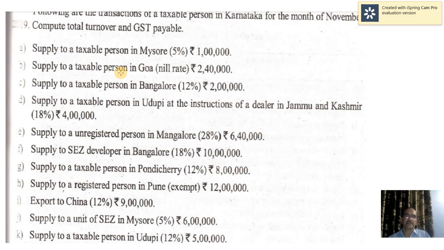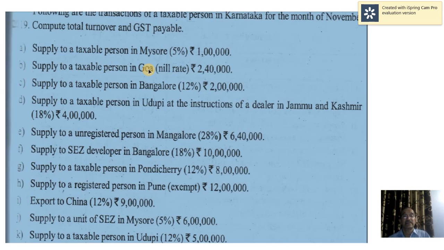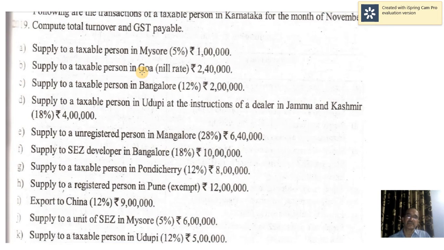Supply to a taxable person in Goa. This is an interstate transaction and therefore IGST has to be calculated on this 2,40,000. Supply to a taxable person in Bangalore. This is an intra-state transaction, so 6% each on 2 lakh. Supply to a taxable person in Udupi at the instructions of a dealer in Jammu and Kashmir.